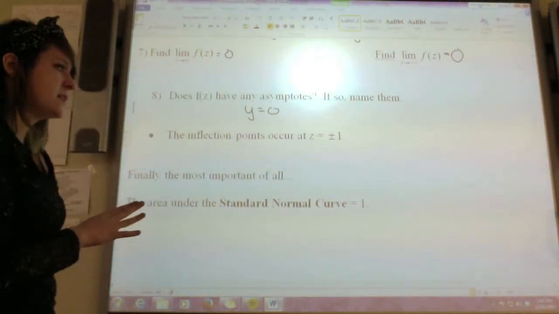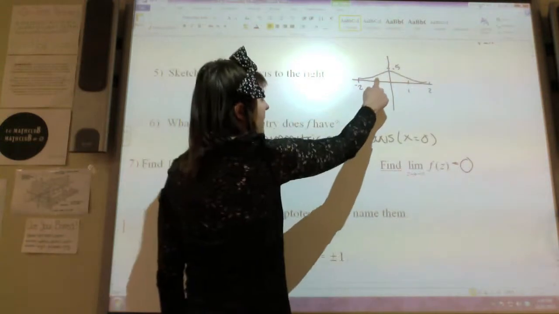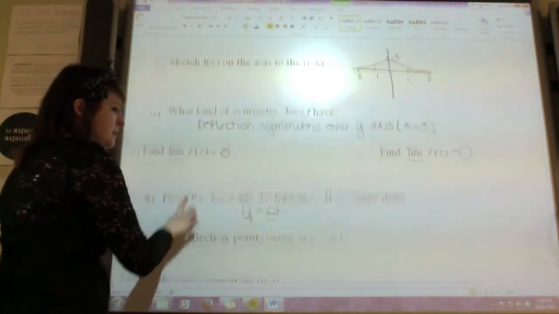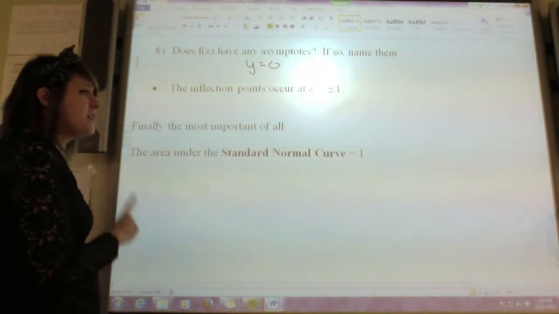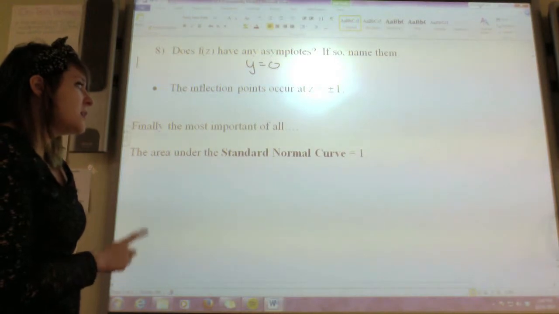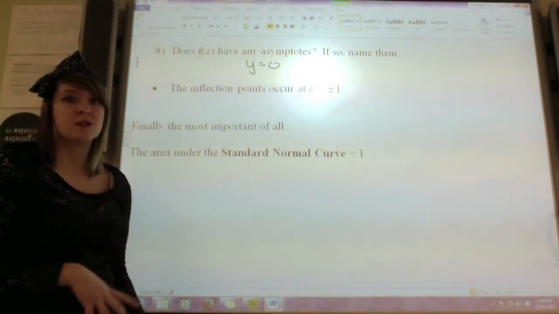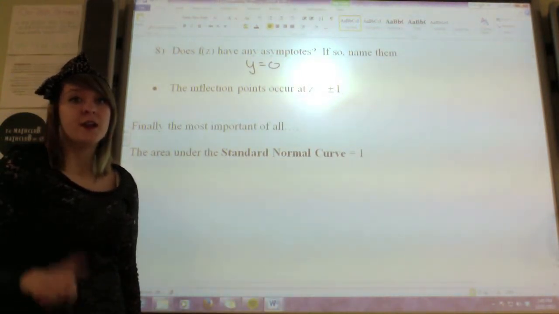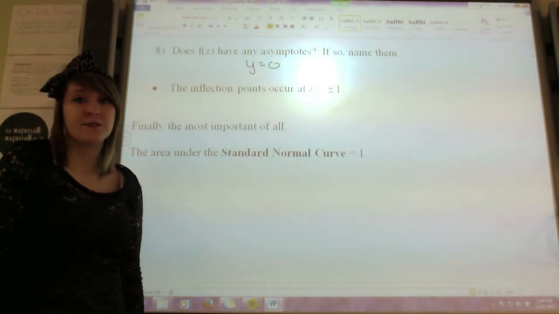And this one, they tell us the inflection points occur at plus or minus 1. So you'll notice that at 1 here, that's where it's changing concavity for both of those sides. Finally, the most important of all is that the area under the standard normal curve is 1. So under that entire curve, that area is 1, and that's why we're going to be able to use it for probabilities. And that's everything for section 4.